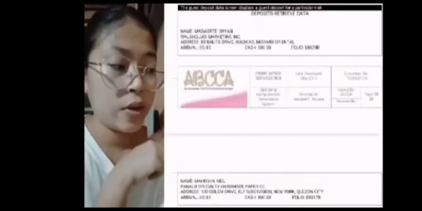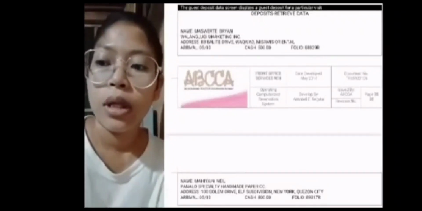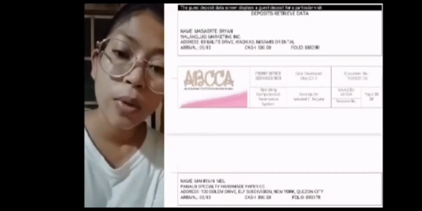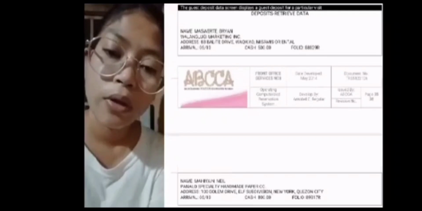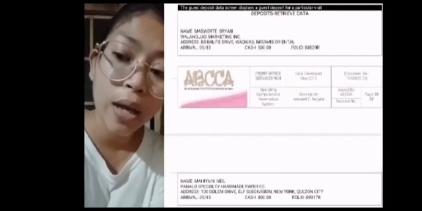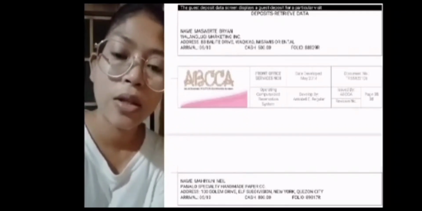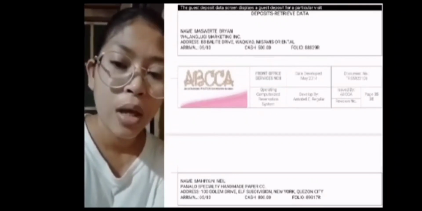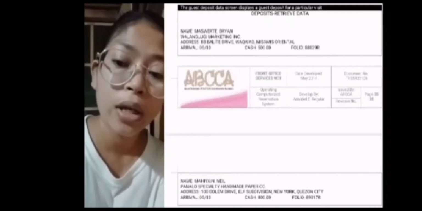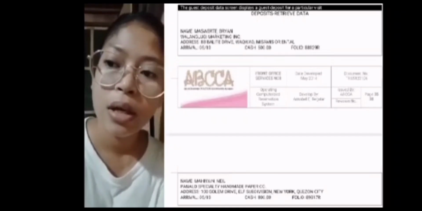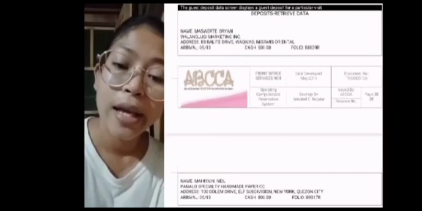For the Form 3, this is the guest deposit screen. It displays a guest deposit for a particular visit. Same with the previous form, there are some information that need to be filled out by the guest. For example, name, company name, address, the arrival of the guest, and the amount that he deposit, and folio. By the way, folio number is a reference number used to uniquely identify an entry.